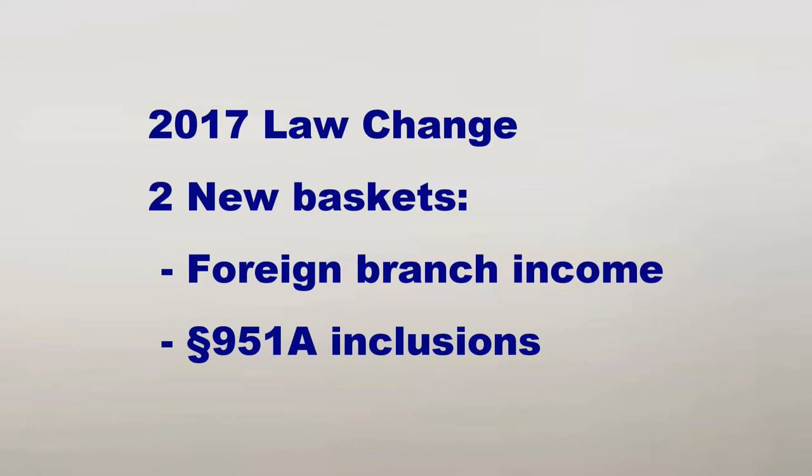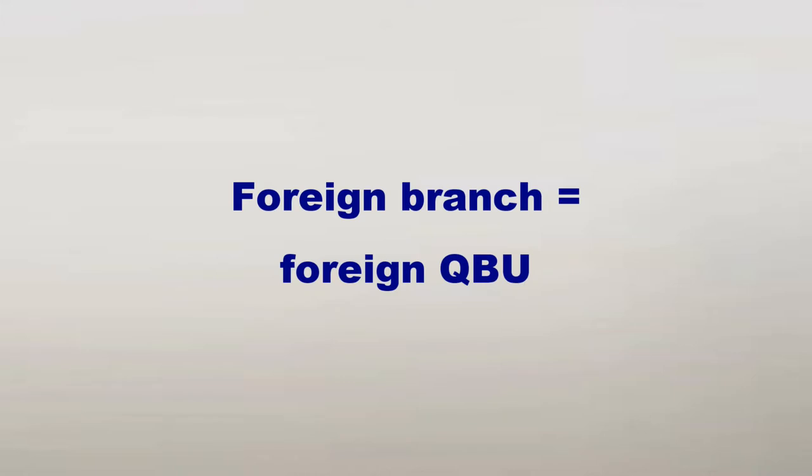For tax years beginning after 2017, there are two more baskets, foreign branch income and subpart F inclusions under Section 951A. The foreign branch basket includes income of all foreign branches other than passive income. Foreign branch means a qualified business unit as defined in the foreign currency rules that is outside the U.S. See the video linked here.